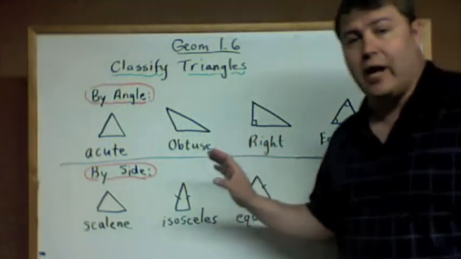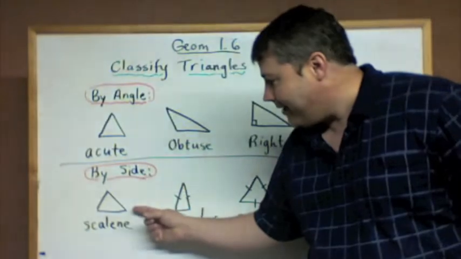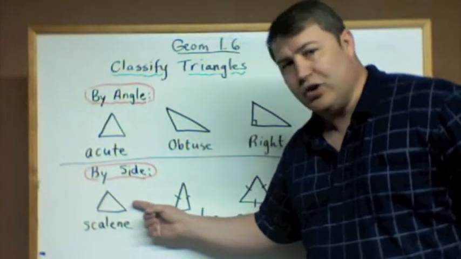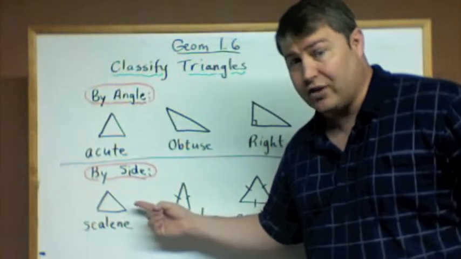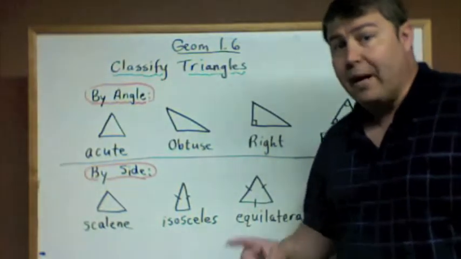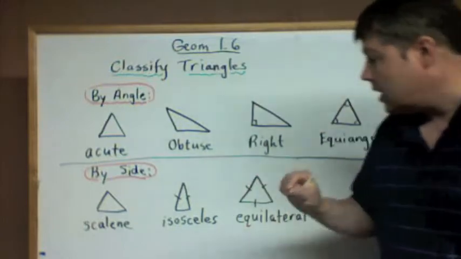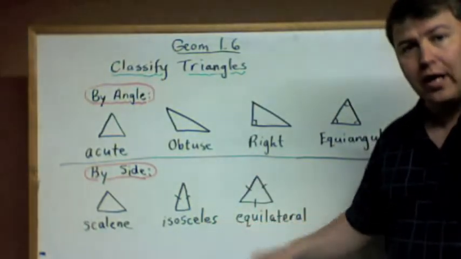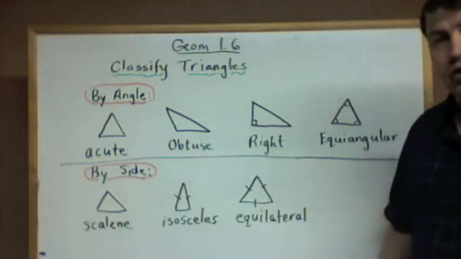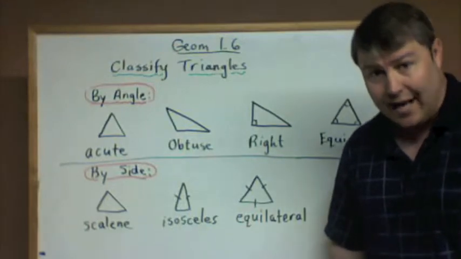Now, classifying triangles by sides, the length of the sides. I've tried, it's kind of rough, but I've tried to draw this triangle to look like no two of the sides are equal to each other. If that's true, that's called a scalene triangle. But if exactly two of the sides are equal to each other, and the third is not the same size, that's an isosceles triangle. And of course, if all three sides are equal to each other, that's equilateral: equal meaning equal, and lateral meaning side.